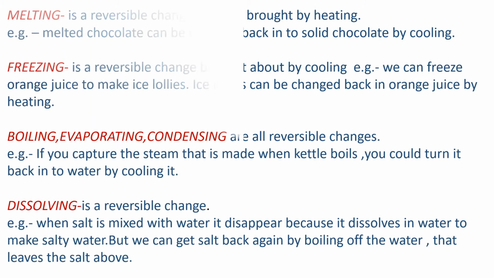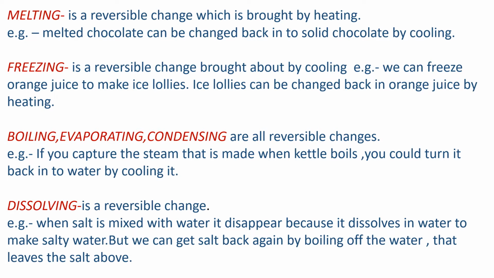The next one is the forms. These reversible changes take the form of melting, freezing, boiling, evaporating and condensing, and dissolving. So these all are reversible changes. Let's see how. Melting is a reversible change. Melting is brought about by heating. When you melt chocolate, it can be changed back into solid chocolate by cooling. So this is a reversible change.